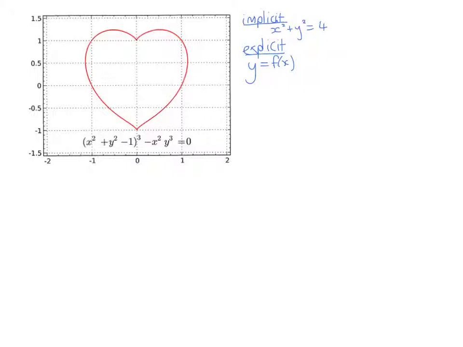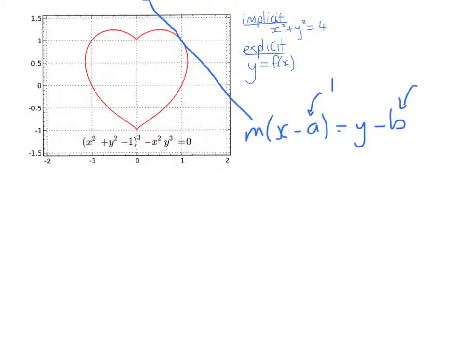So let's see if we can come up with the equation of this line here. This is the tangent at the point (1, 1). So it's going to be m(x minus a) equals y minus b. And we know that this is 1, the x-coordinate, and the y-coordinate is also 1, just because I can see from the picture. And now I need the gradient, so I'm going to differentiate.